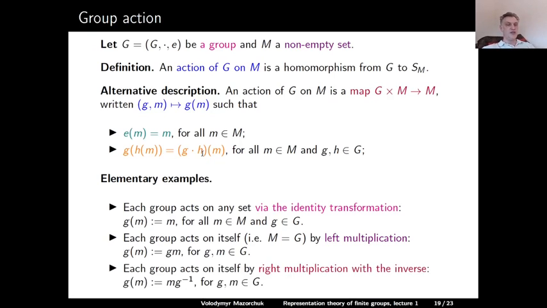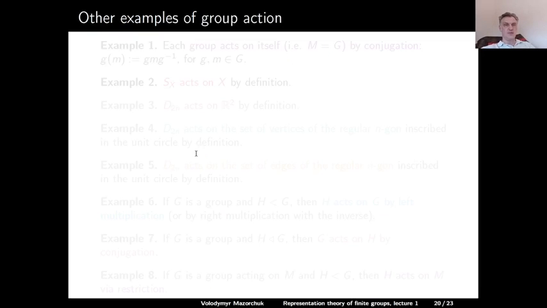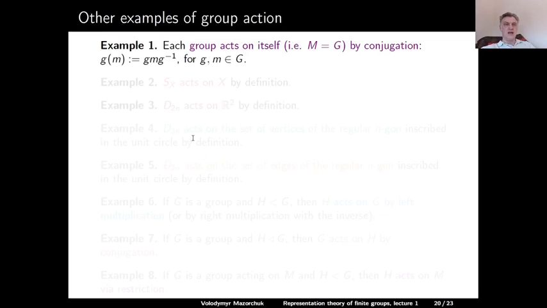Next example, each group acts on itself by right multiplication with the inverse. So g(m) is equal to m times g inverse for all g and m in G. Here are some other examples of the group action. Each group acts on itself by conjugation. So g(m) is equal to g times m times g inverse. So this is a combination of the previous two actions on the left and on the right.